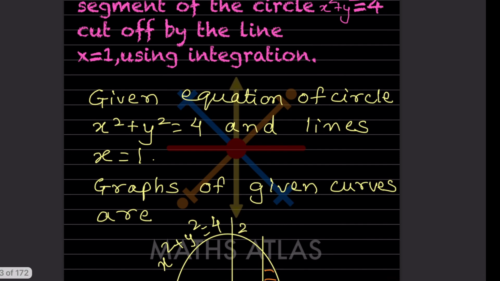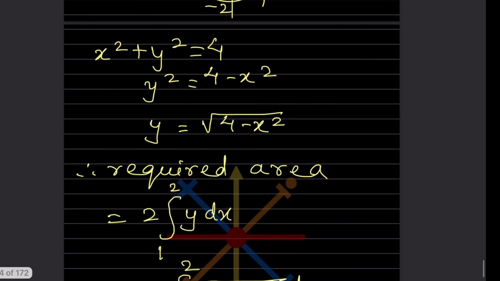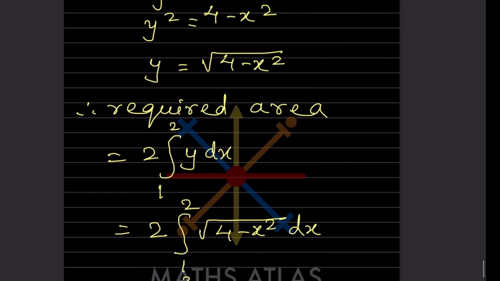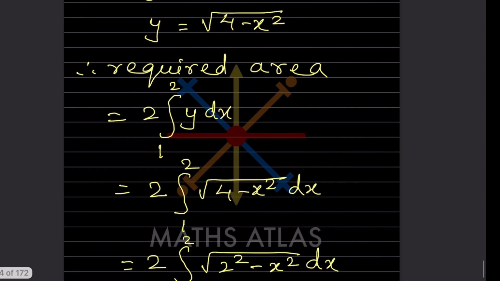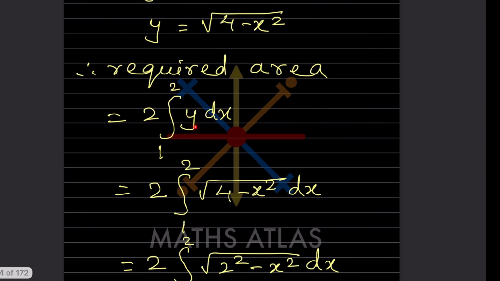Now it's given here that the radius is 2 and this x is 1. So here what are we going to do? This will be 1 to 2, this will be y dx. So this one we are going to take. Now see here, what is y? y is root of 4 minus x square dx.